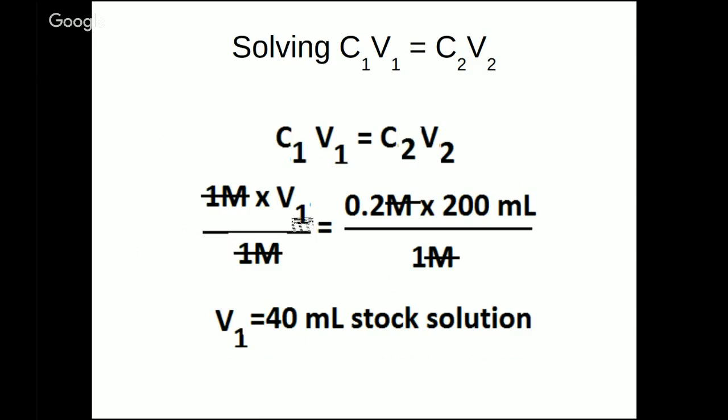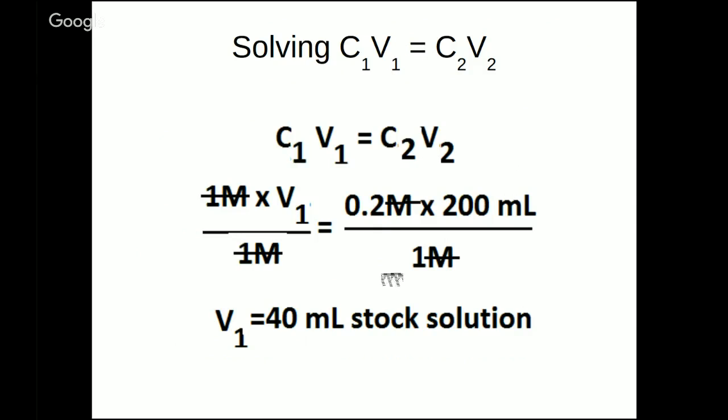So to get it by itself, I need to get rid of this 1 molar over here. How can I do that? Well, I'm going to divide both sides of this equation by that 1 molar. When I divide it here, it cancels out. I can divide it over here. Now, when I divide this side by the 1 molar, the molar units are going to cancel out. And so that means I'm going to be left with mils at the end of this problem. So my answer will be in mils, and that's fine. It's going to tell me how many mils of stock to use.